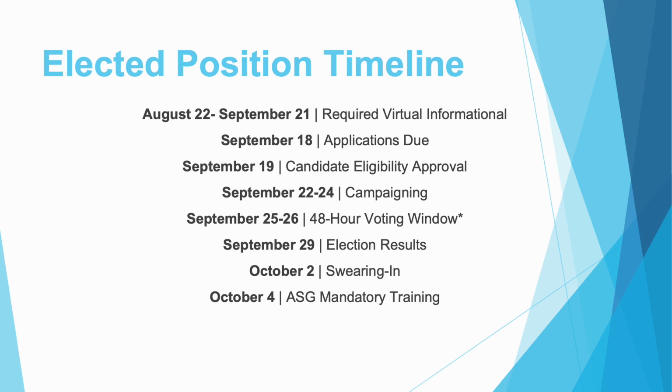So here's the elected positions timeline. The required virtual information is this video, so once this video is done, you can fill out the application, which is due September 18th. Next, candidate eligibility approval will be sent out September 19th, with campaigning following September 22nd to 24th. The 48-hour voting window is September 25th to 26th, with election results being sent out September 29th. Swearing in will occur October 2nd, and mandatory ASG training will occur October 4th.